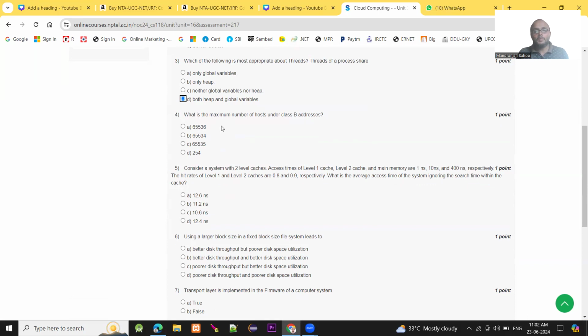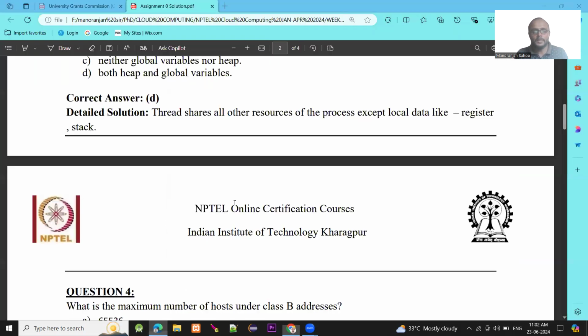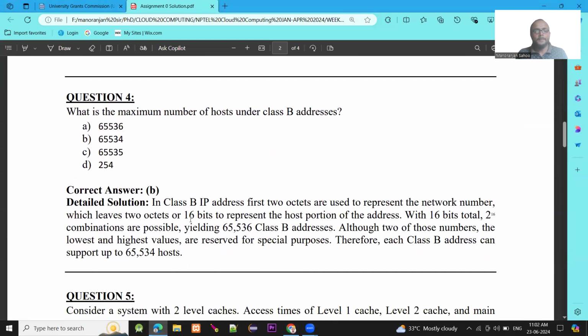What is the maximum number of hosts under the class B address? Here 4 options are given. Out of 4, 65,534 is the right answer. How will it be calculated? We can see in a class B IP address, the first 2 octets are used to represent the network number, which leaves 2 octets or 16 bits to represent the host portion of the address.